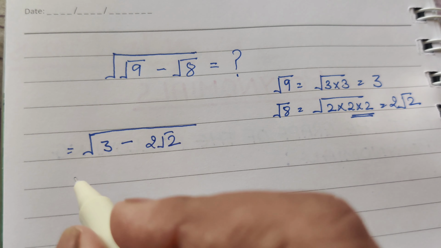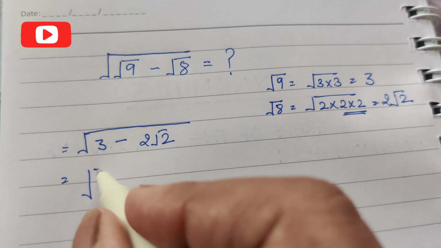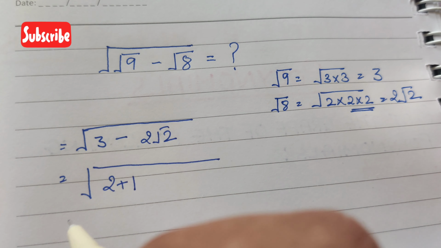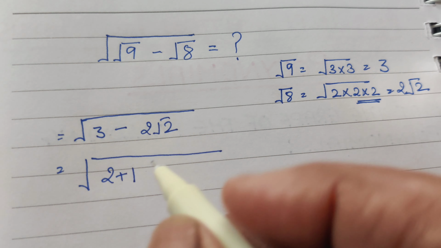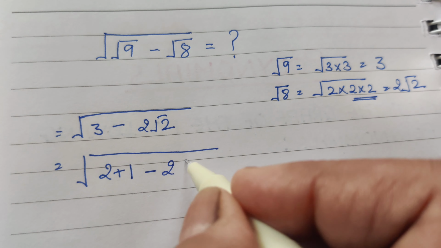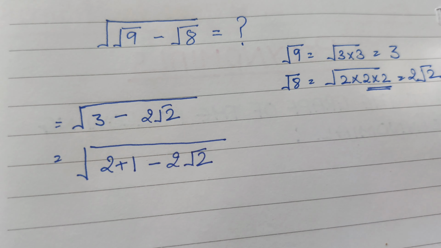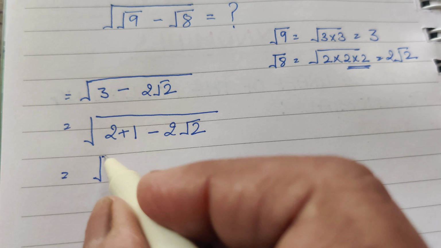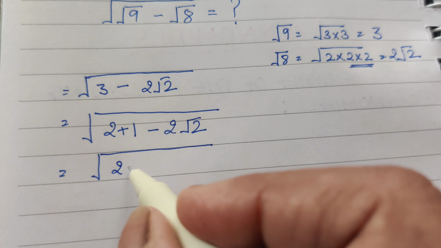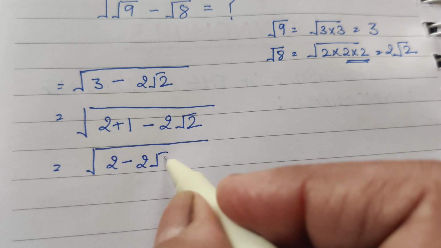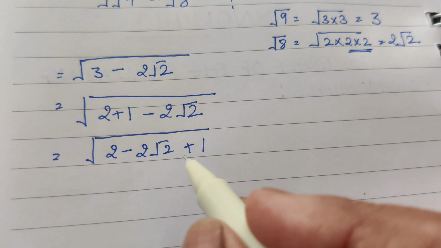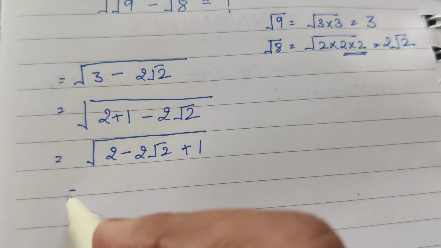Okay, so now we can write 3 as 2 plus 1. Okay, 3 equal to 2 plus 1 minus 2 root 2. Okay, next we can write 2 minus 2 root 2 plus 1. We can arrange these terms: 2 minus 2 root 2 plus 1.